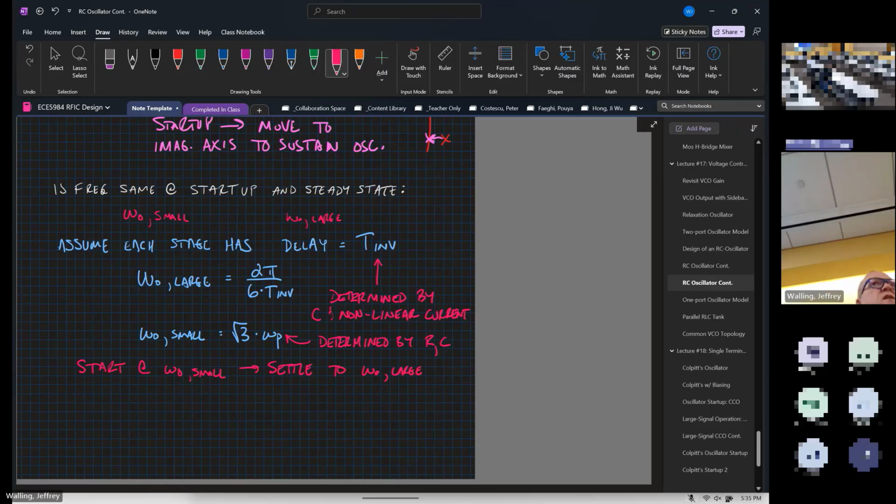Okay, so any questions about that? This is true for most oscillators, so not just ring oscillators. The nonlinear dynamics will dictate the large signal oscillation frequency. The small signal will dictate startup. Now there might be different values for the different types of oscillators, but the concept is very similar.